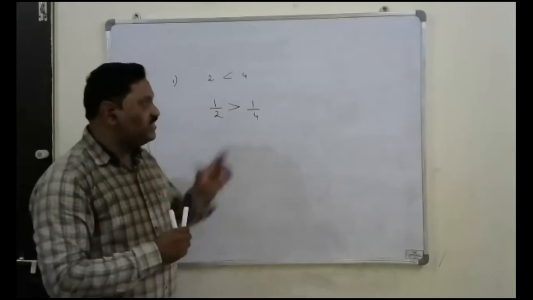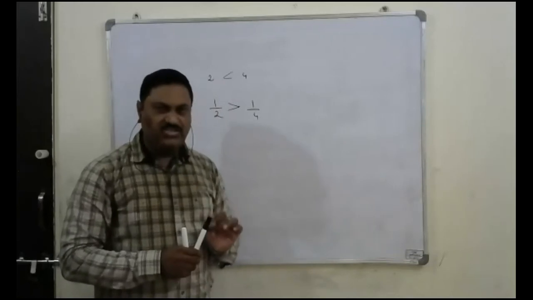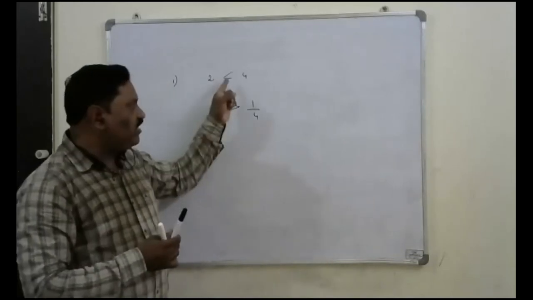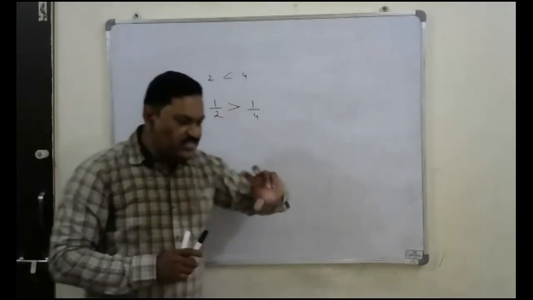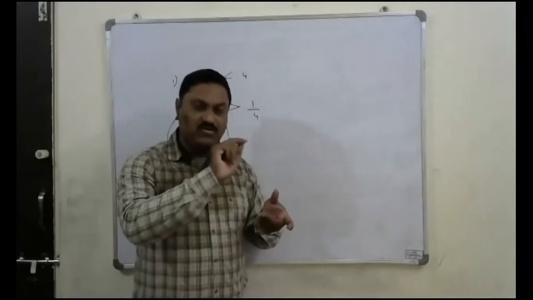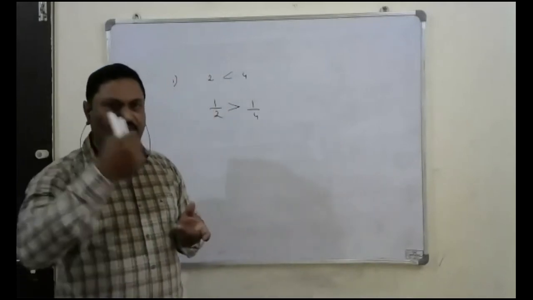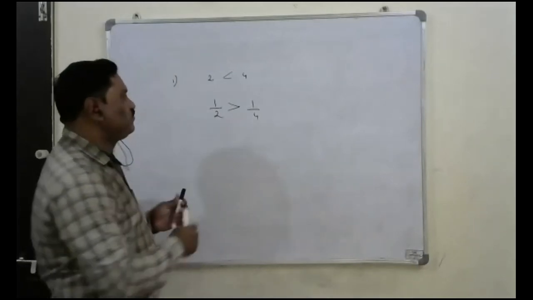Meaning, whenever there is an inequation, if you take the reciprocal of the values, that inequation gets reversed. This is the first point you have to remember. If you take the reciprocal of the values, we have to reverse the inequation. If less than is there, you write greater than. If greater than is there, you take less than. Understand? That is the first point you have to remember.